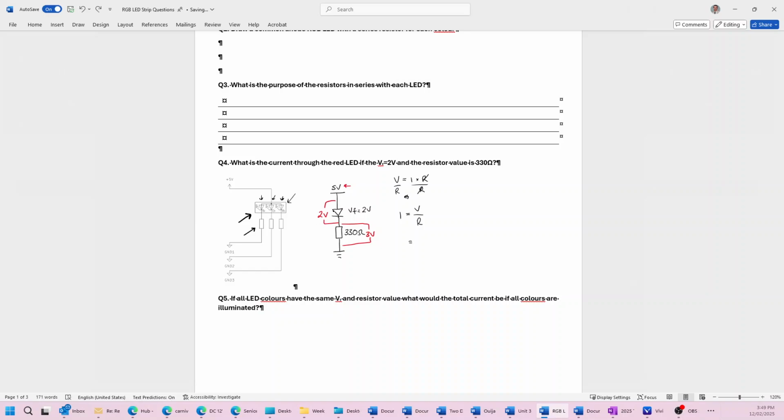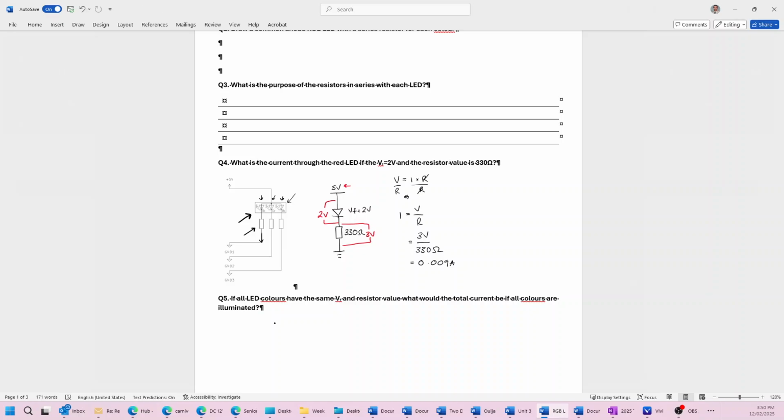But that voltage, because it's being dropped across this diode, does not contribute substantially to the current that flows through this circuit. So we go, okay, we use our 3 volts, we divide that by 330 ohms, and we should end up with 0.009 amps. So we have that much through just one of our LEDs.